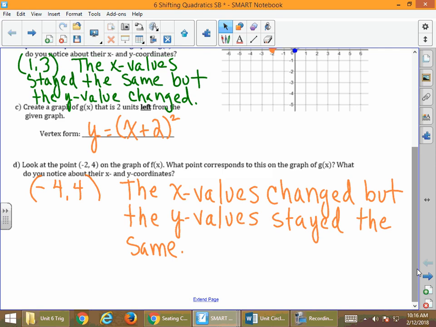So as you write this down, what happens is when we move up or down, the x value stayed the same and our y values changed. And up and down on the graph is the y-axis. When we moved left in this graph, the left is along the x-axis. That's when the x values changed.